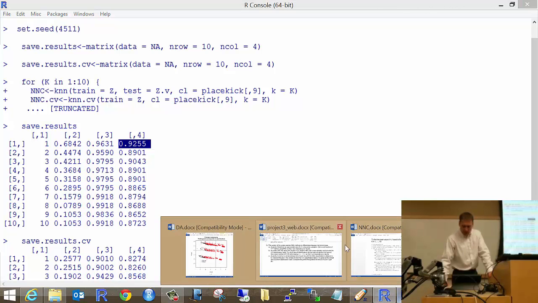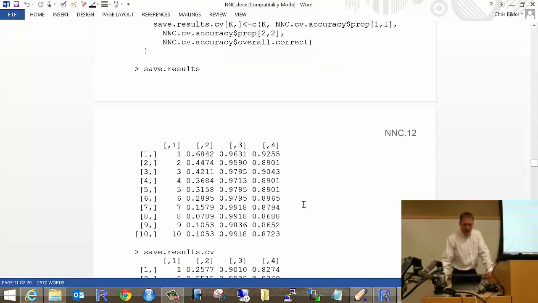Jump back over here to Word. Are there any questions about how this for loop works? Okay.